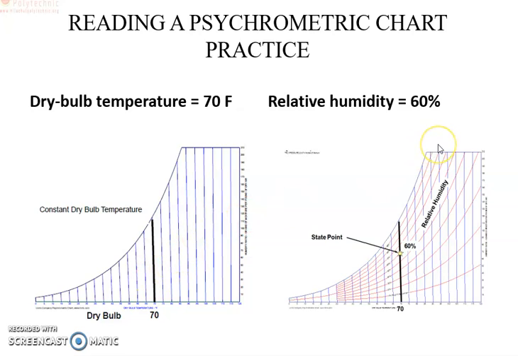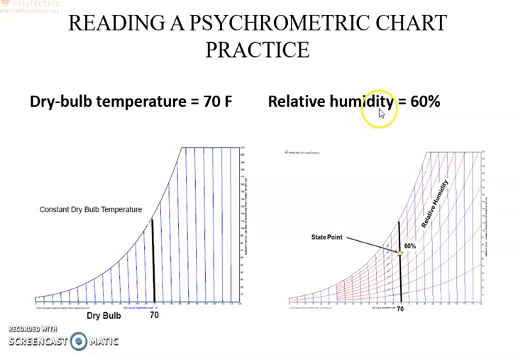Then relative humidity. The relative humidity at 70 degrees Fahrenheit. Already you have found the 70 degree dry bulb temperature, and you have to see this is the relative humidity line. These are the relative humidity curves, the saturation curve. So you have to observe which point crosses the 60 mark.